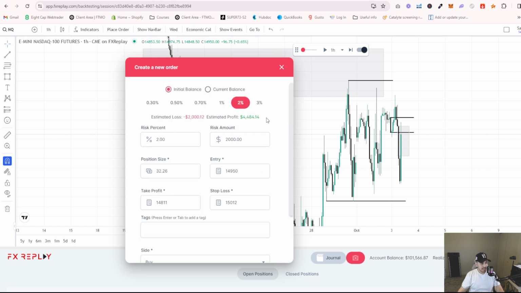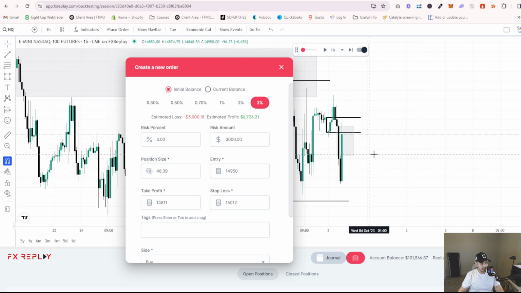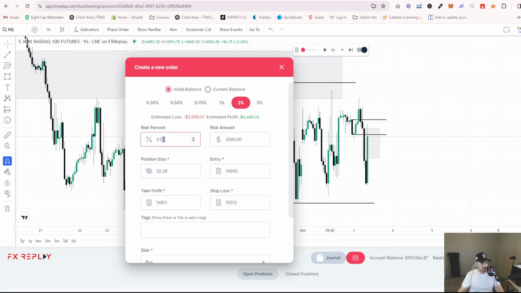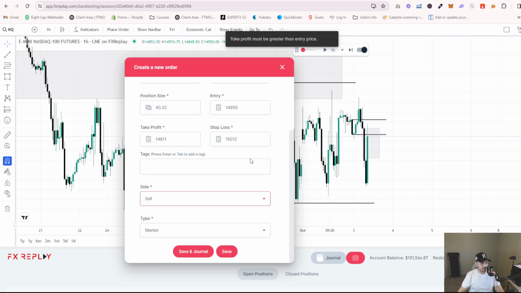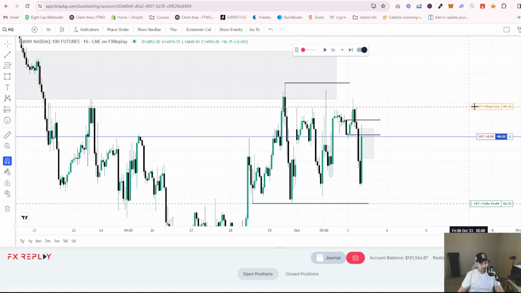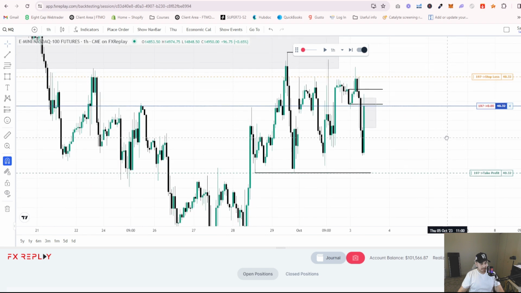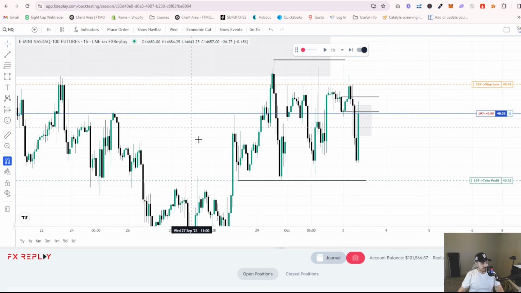So let's go ahead and market. Oh, actually, it just changed because I had a limit. So entry is going to be market here. Risk amount. Actually, let's do a 2.5% risk. So we're risking 2,500 to make 5,600. Okay, everything looks good. Let's go ahead and save. Oh, because I need a sell. Save. There we go. So I have my stop loss right above this candle's high right there. And I have my take profit at these lows.